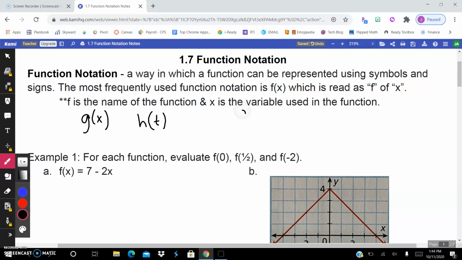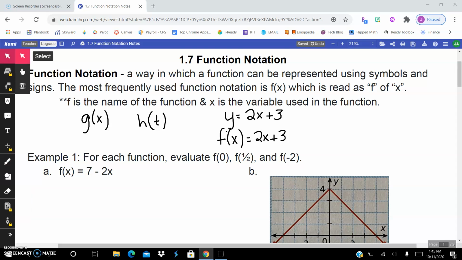And when we have a function, normally you guys are used to seeing them as y equals 2x plus 3. That f of x is just the y. So it just replaces that y piece in the equation. And then that would be read f of x equals 2x plus 3.